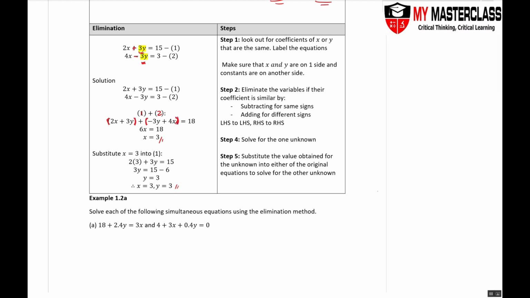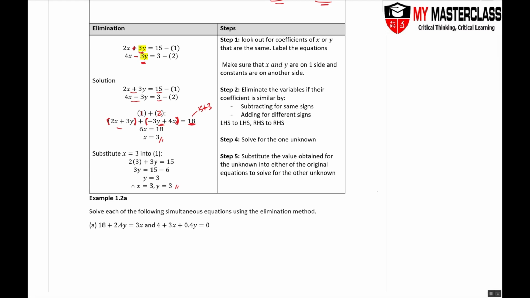After you have simplified your equations on both sides, on the left hand side you have equation 1, 2x plus 3y, and equation 2, 4x minus 3y. Same thing on the right hand side, 1 plus 2, so 15 plus 3, that's how you get the 18. Simplify and you get 6x equals 18. Then you solve for x, you get x equals 3.